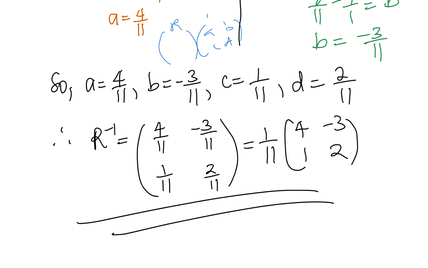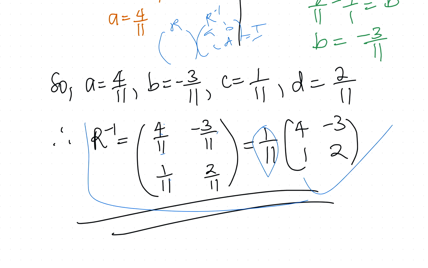So we can answer, therefore, R inverse is 4 over 11, minus 3 over 11, 1 over 11, 2 over 11. So you can take 11 out to make things neater. So you have 1 over 11 into 4, minus 3, 1, 2. And that's why you have this. So it's so cool for 2 by 2.